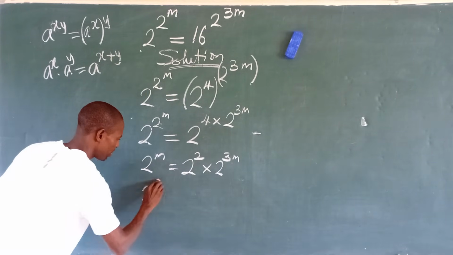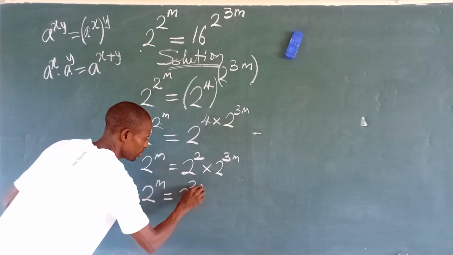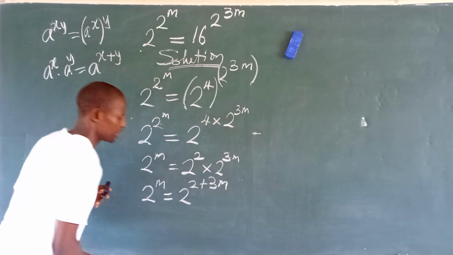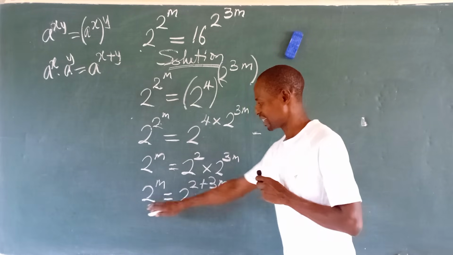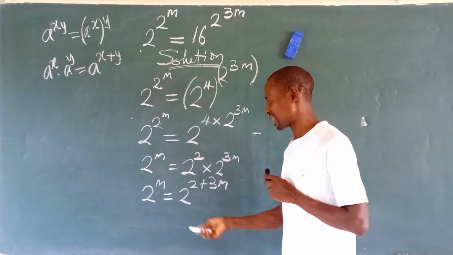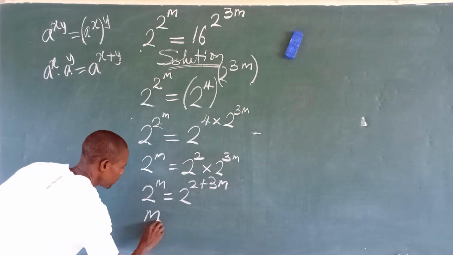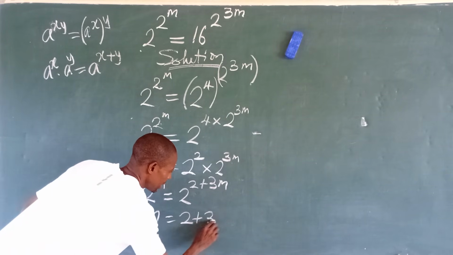So we do the same thing here. We have 2 to the power of m equal to 2 to the power of 2 plus 3m. Again, we now come to the same base, so we can strike it out and equate the exponents. This gives us m equal to 2 plus 3m.